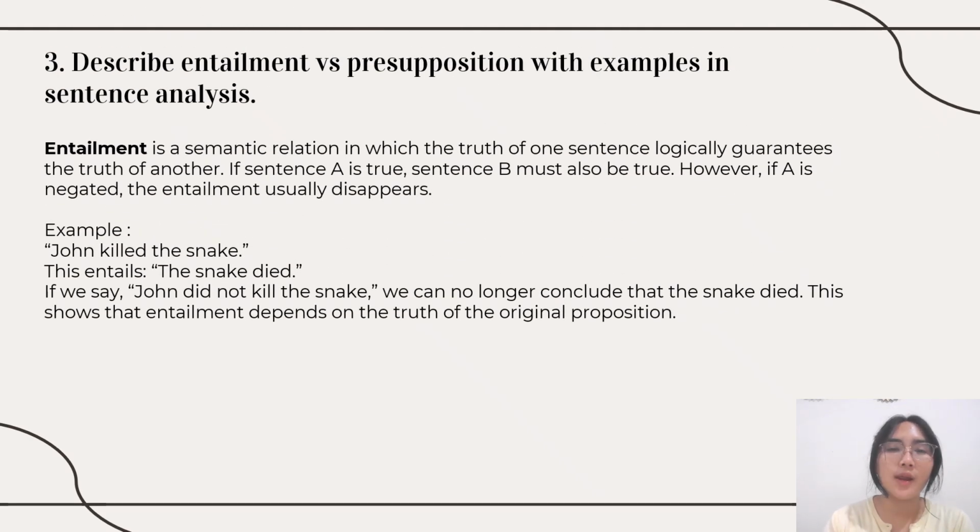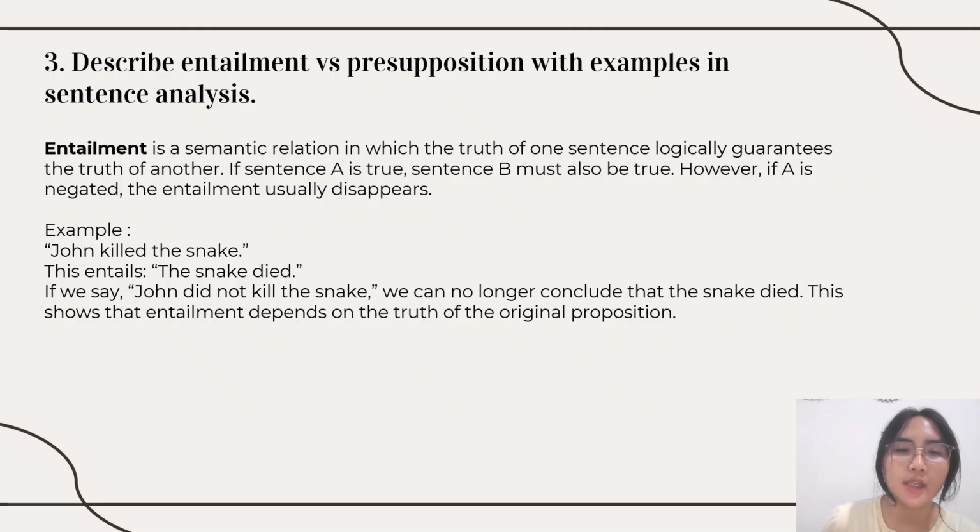Number 4 is describe entailment versus presupposition with examples in sentence analysis. Entailment is a semantic relation in which the truth of one sentence logically guarantees the truth of another. If sentence A is true, sentence B must also be true. However, if A is negated, the entailment usually disappears.